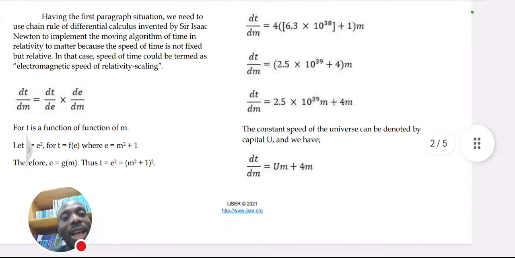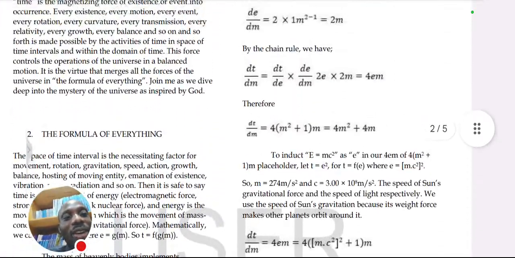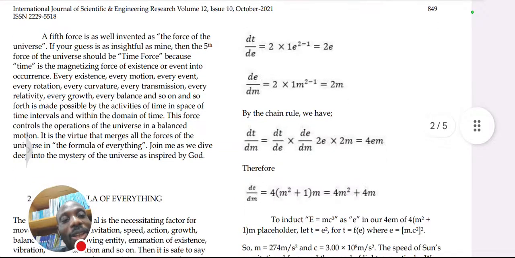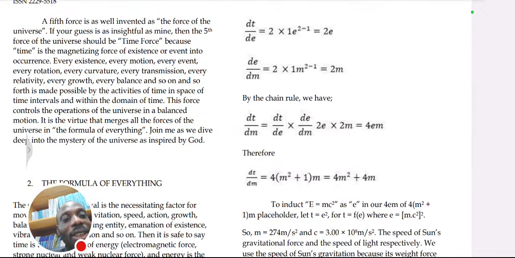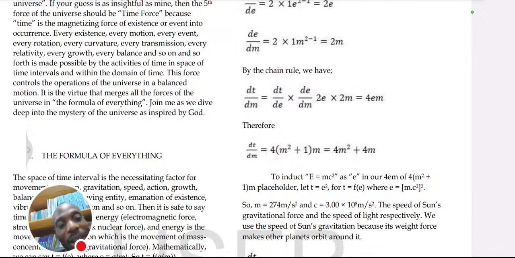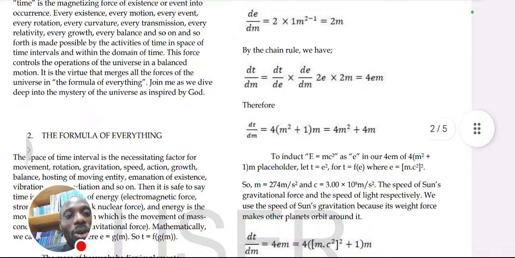So now with that, I now have this dT/dE, that is 2 times E to the power of 2 minus 1, we have it to be 2E. So if I derive dE/dM, then I'm going to have it to be 2M. So by chain rule, we have dT/dM equal to dT/dE times dE/dM. So then it's going to be 2E times 2M, and that will give us 4EM.